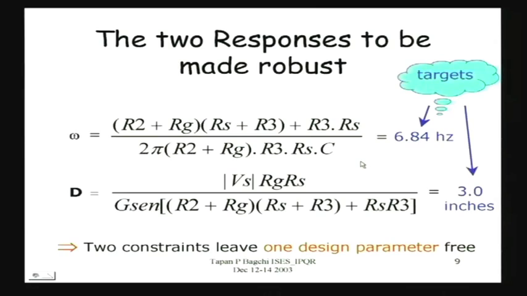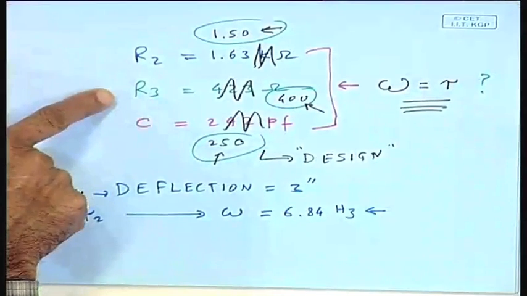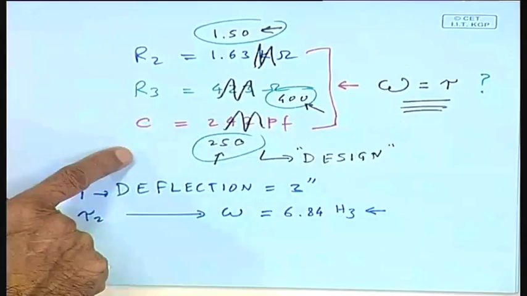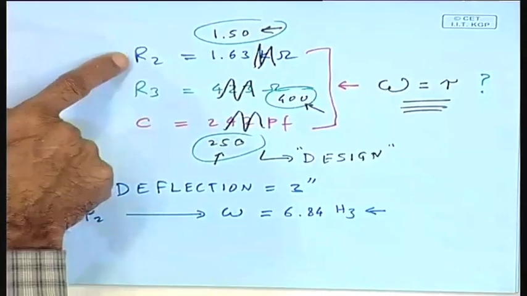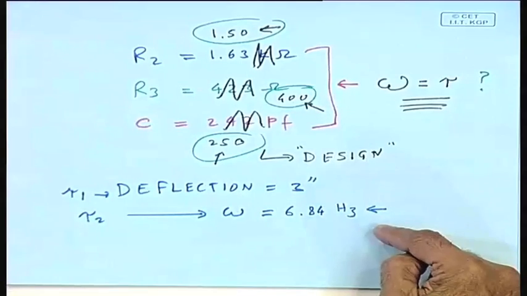Notice here the degrees of freedom I have. I have 3 different design variables in my hand that I can pick any way I want, and I have to meet 2 target values. With these 2 target values, I can manipulate. Now my design variables are the same ones. I've got R2, R3 and C. These are the 3 different variables, design variables. I can choose these in such a way that I meet this target and also I meet this target.